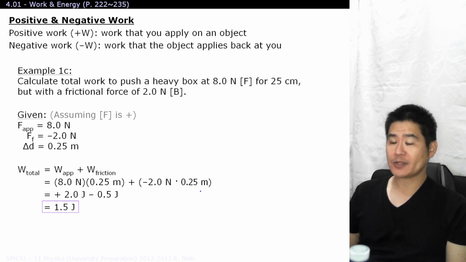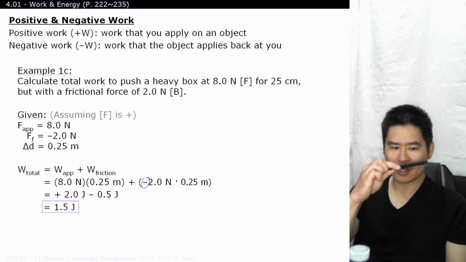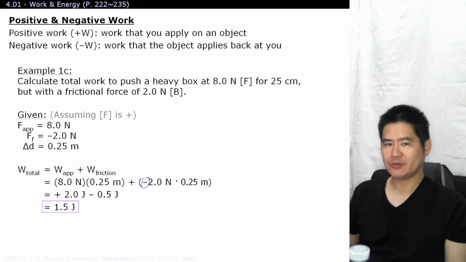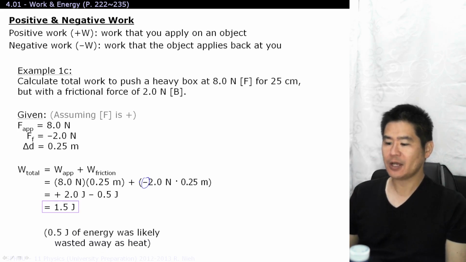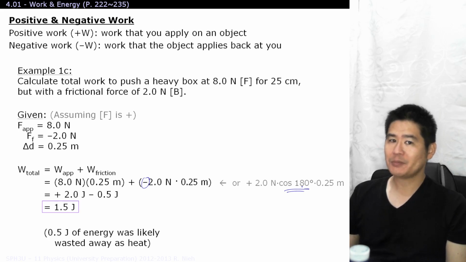There's also another way of solving the same exact problem without injecting a minus sign in here. And it has to do with using that formula. Work is equal to force times distance times cosine of theta. And friction is always in the opposite direction. It's exactly 180 degrees opposite of the direction that you're traveling. So you could actually do it that way. You could actually multiply by 2 newtons times the cosine of 180 degrees, because cosine of 180 always equals minus 1 each and every single time. Isn't math neat?